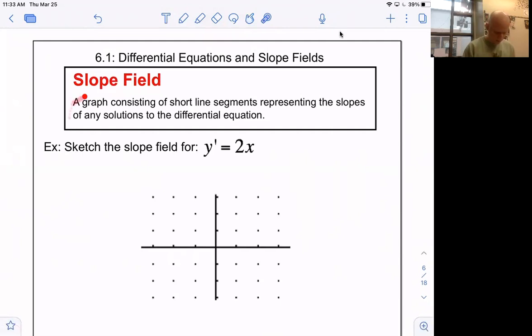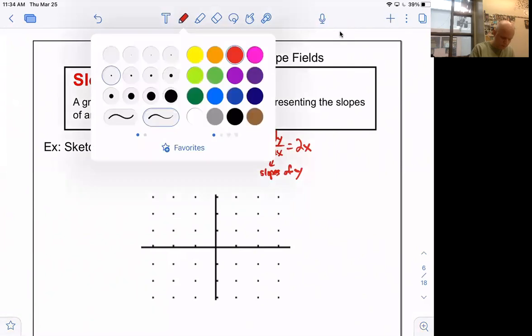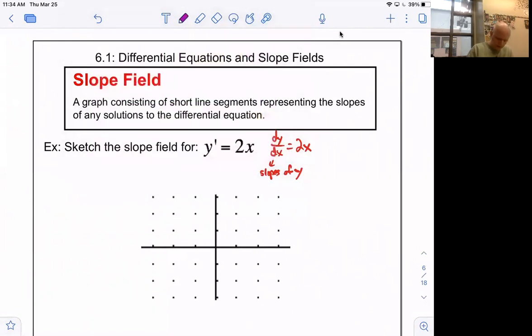So a slope field is a graph consisting of short line segments representing the slopes of any solutions to the differential equation. And that's a mouthful, but what it essentially is saying is that we're going to take this differential equation, and because what it's basically saying is dy dx equals 2x, and dy dx are the slopes of y, we can plug in specific points and just draw slopes based on what the differential equation tells us the slope should be. So let me show you how this works. So I'm going to pick, I think, points along this vertical line first.